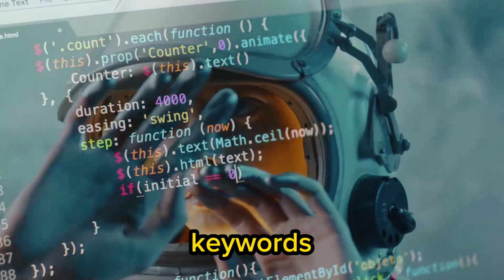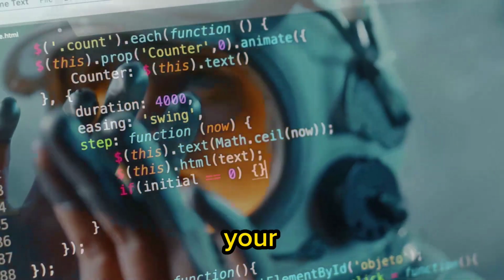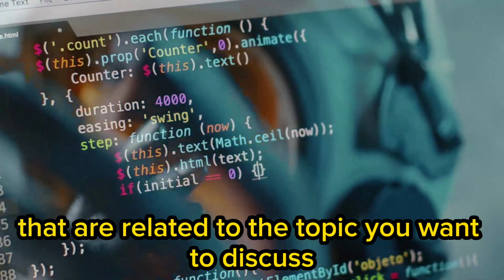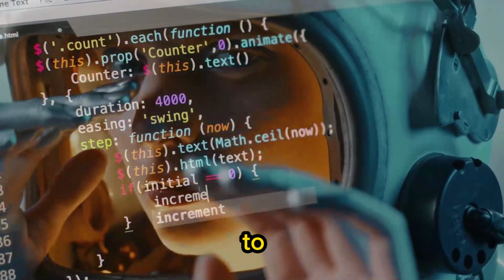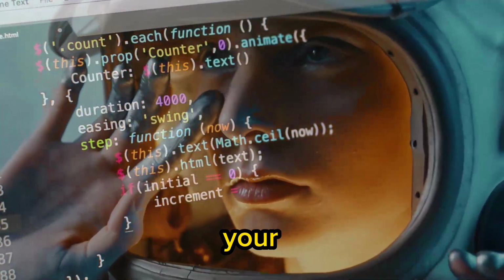Use relevant keywords. Include relevant keywords in your prompts that are related to the topic you want to discuss. This will help GPT to generate responses that are more specific to your needs.